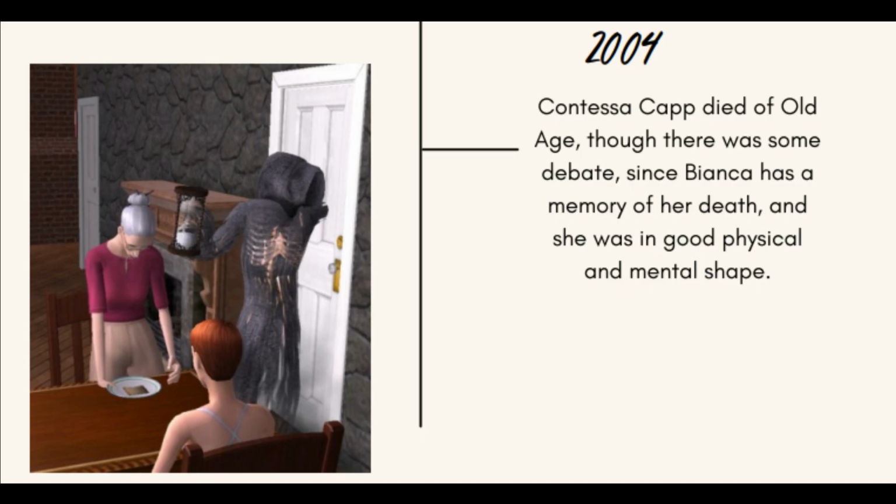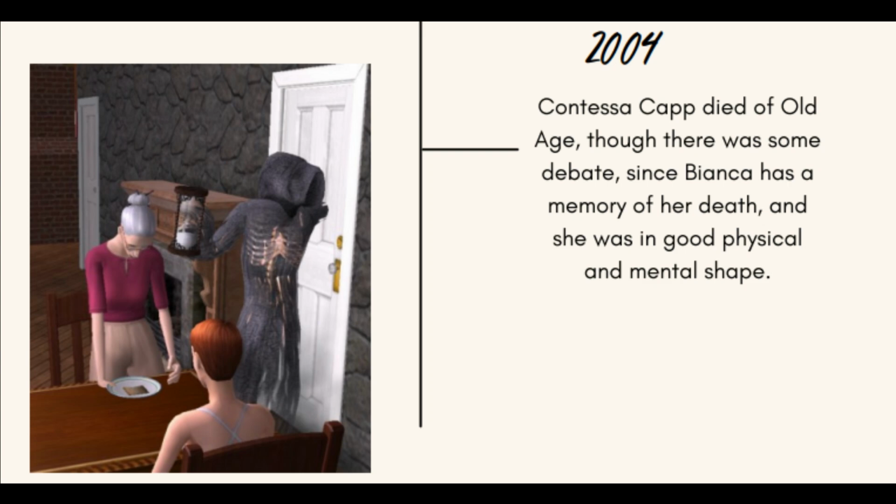But what's interesting about this death is Bianca Monty has a memory of Contessa's death. And it's weird because they're not related to one another, so why would Bianca Monty of all people have this memory? The only thing that would make sense is if Bianca was present on the premises when Contessa died for her to have a memory, since many people who don't know one another have memories of sim deaths when they're on the lot. So that would be the only case why.